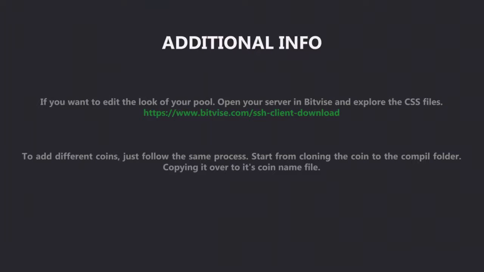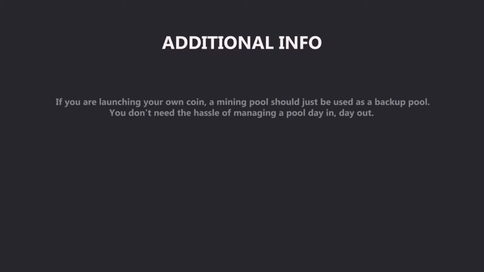If you want to edit the look of your pool, you should open your server in Bitvise and explore the CSS files. To add different coins, just follow the same process. Start from cloning the coin to the compo folder, copying it over to its coin name file. Like I said at the beginning of the video, if you are launching your own coin, mining pool should just be used as a backup pool. You don't need the hassle of managing a pool day in, day out.